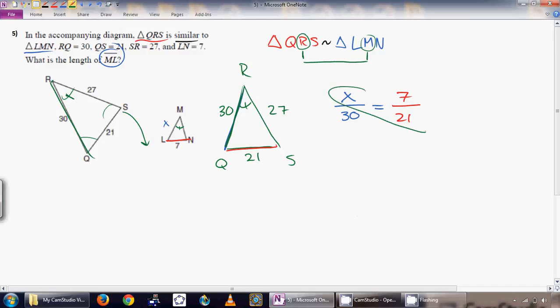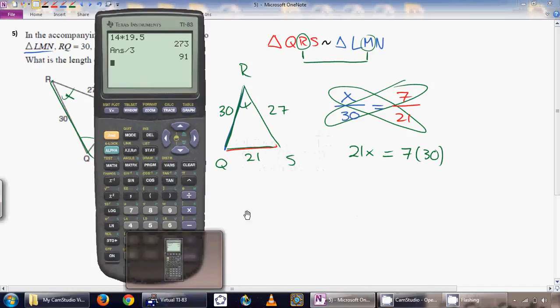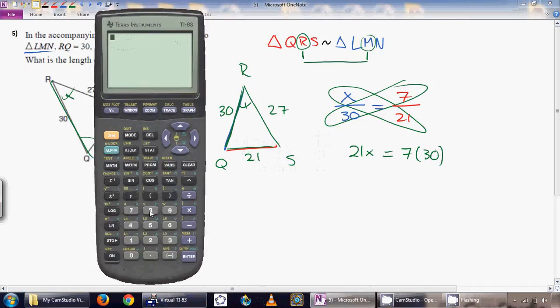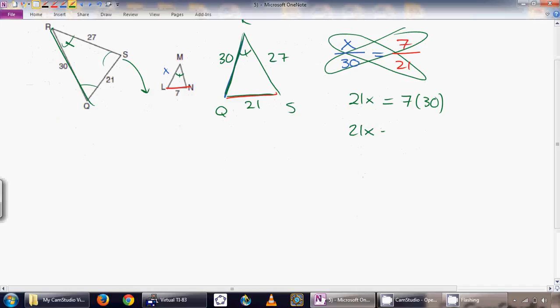And I will cross multiply, I'll get 21x, and oh boy, 21x equals 7 times 30. That's beyond my mental capacity. So I'm going to open up my handy dandy calculator, okay, and then I'll do 7 times 30. Let's see what we get here. 210. Alright, so I'm going to get 21x equals 210.